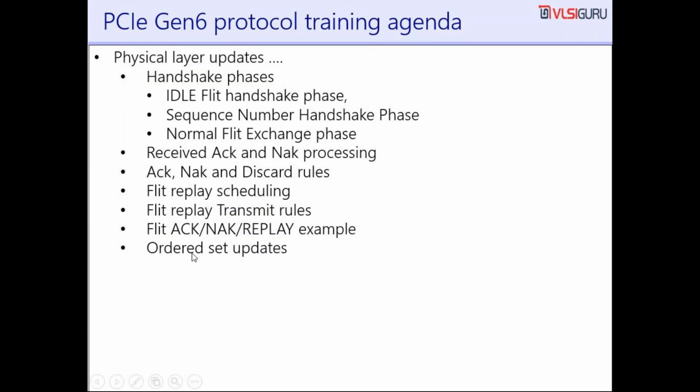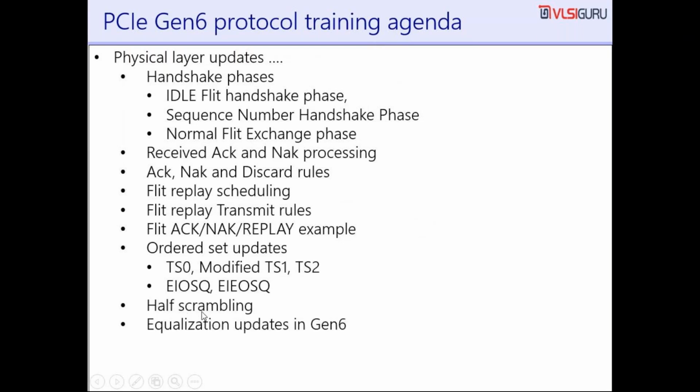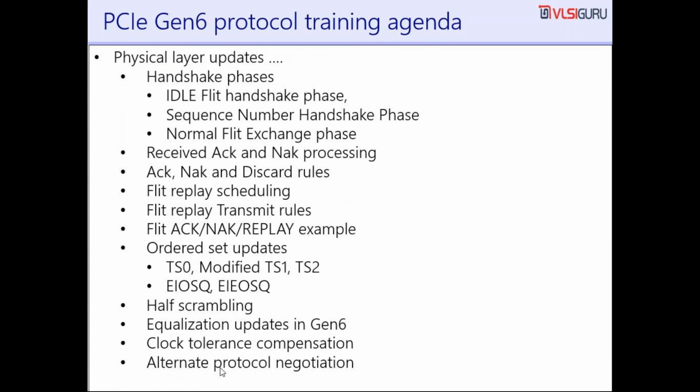Then we'll also understand what are the ordered set updates that happened in Gen 6, with respect to addition of a new ordered set called TS0, modified TS1, modified TS2. Then we'll talk about EIOSQ sequence. EIOSQ, SQ here stands for sequence. Then the concept of half scrambling. Then we'll also understand the equalization updates that are done in Gen 6, the clock tolerance compensation concept. Then we'll also talk about alternate protocol negotiation, though it is there in Gen 5, but we'll talk a little more detail in this training.